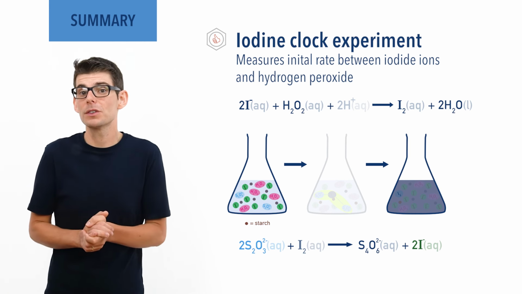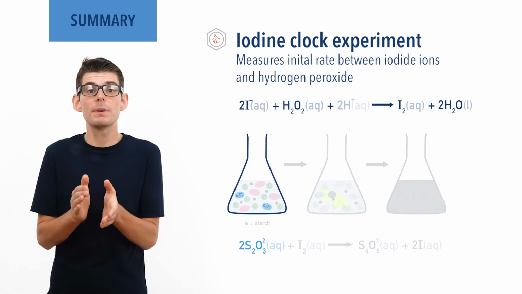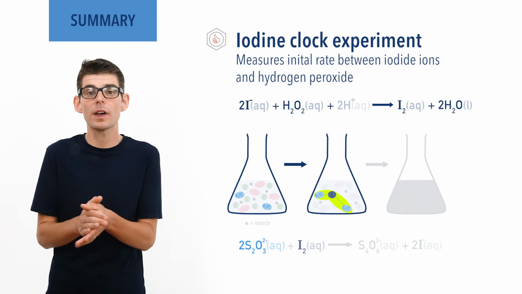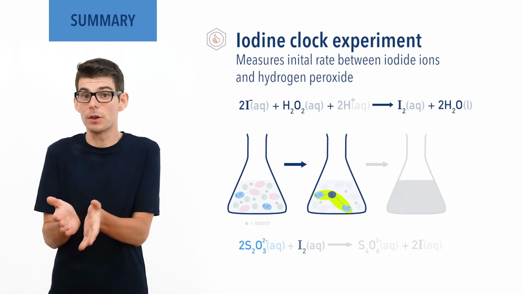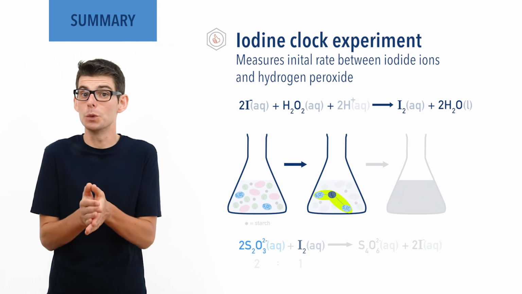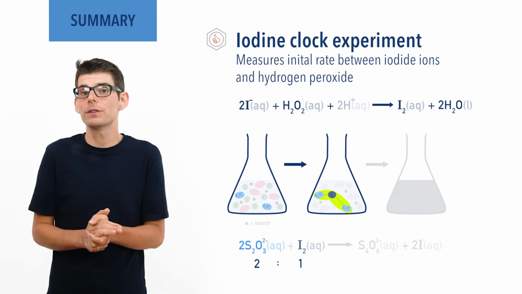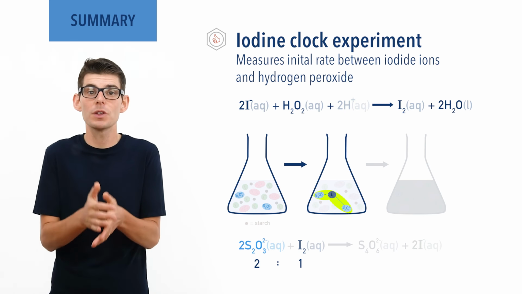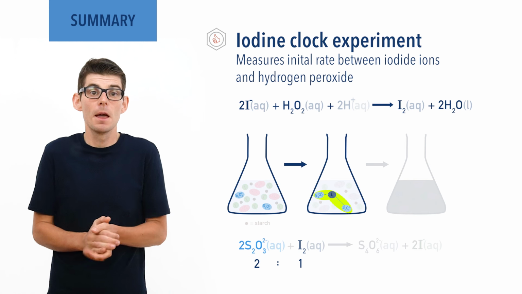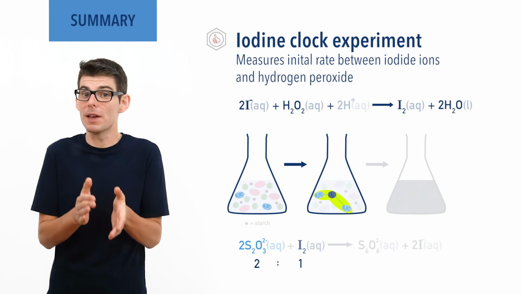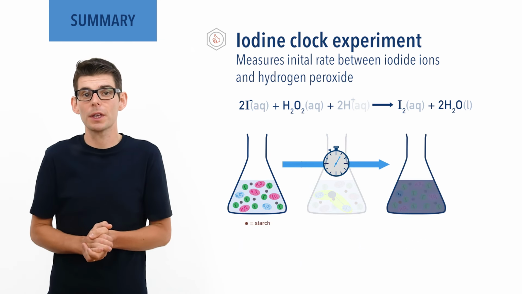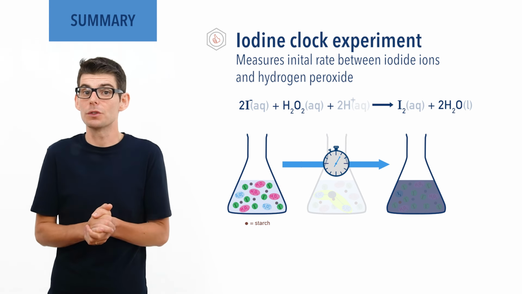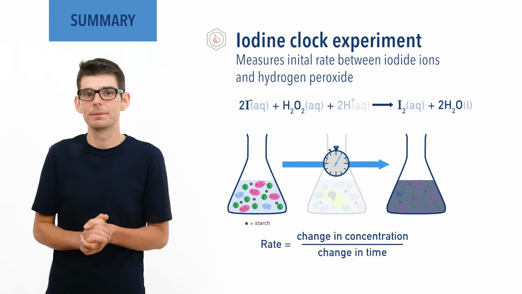The moles of thiosulfate ions present at the start can be used to determine the moles of iodine that must have been formed before the colour change occurs. As thiosulfate ions react with iodine in a 2:1 ratio, the moles of iodine formed before the colour change occurred is half the moles of thiosulfate ions present at the start. By using this change in moles and measuring the time taken for the colour change to occur, we can determine the initial rate of the reaction. Change in concentration divided by change in time.